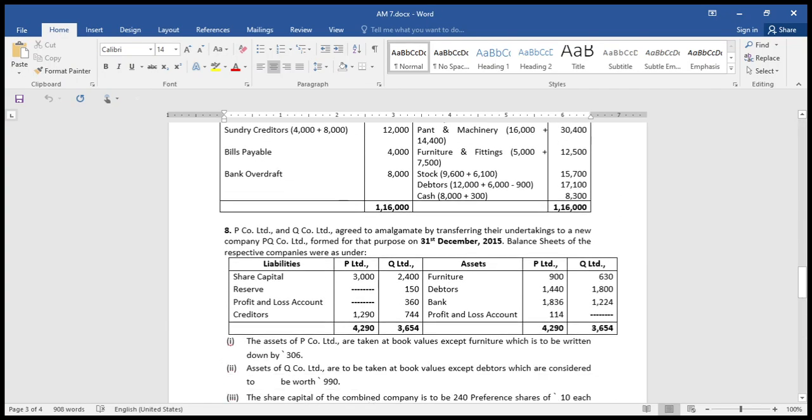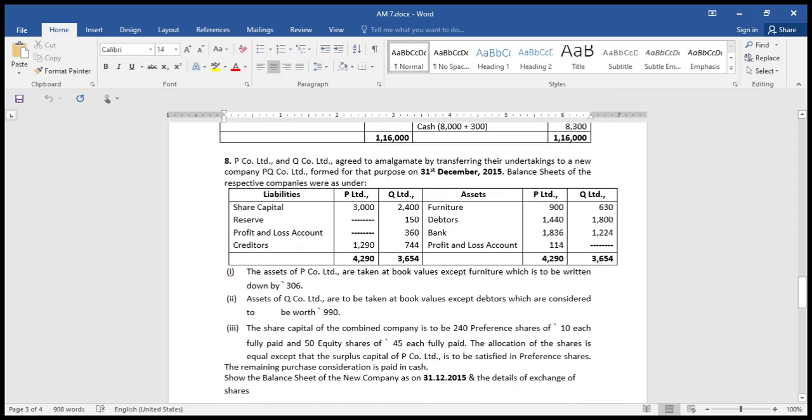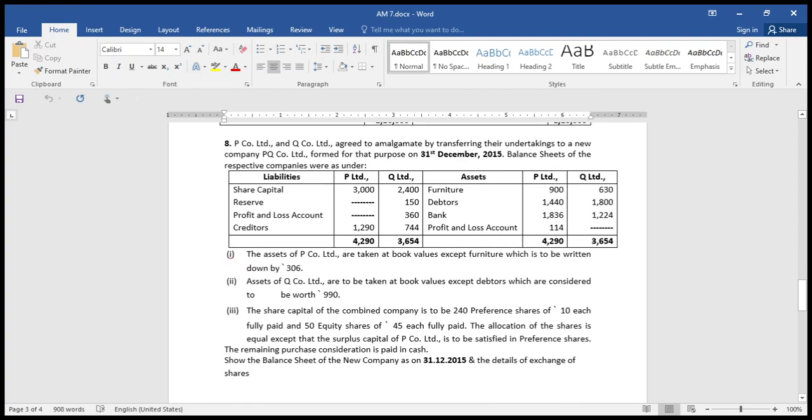Next, I think there is no confusion here. Look at the next problem.